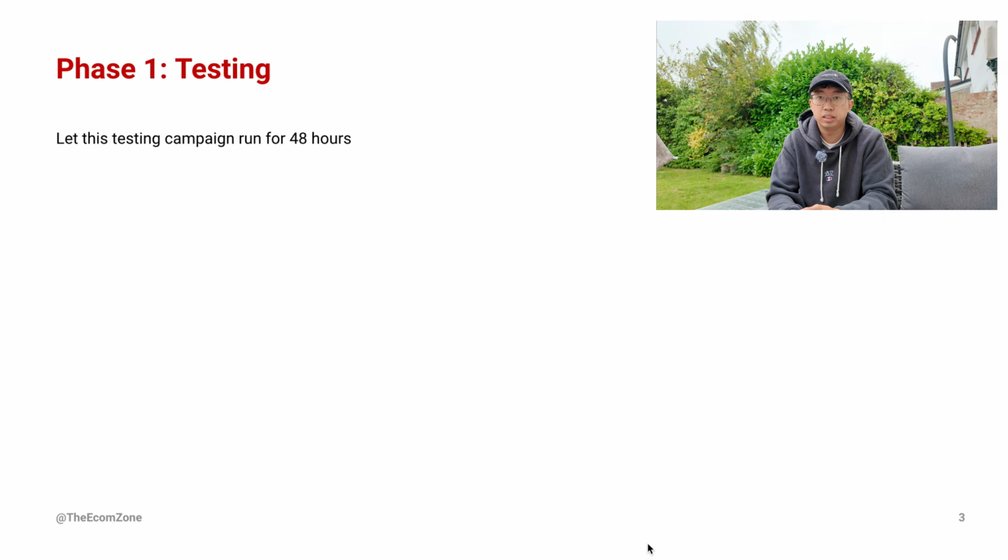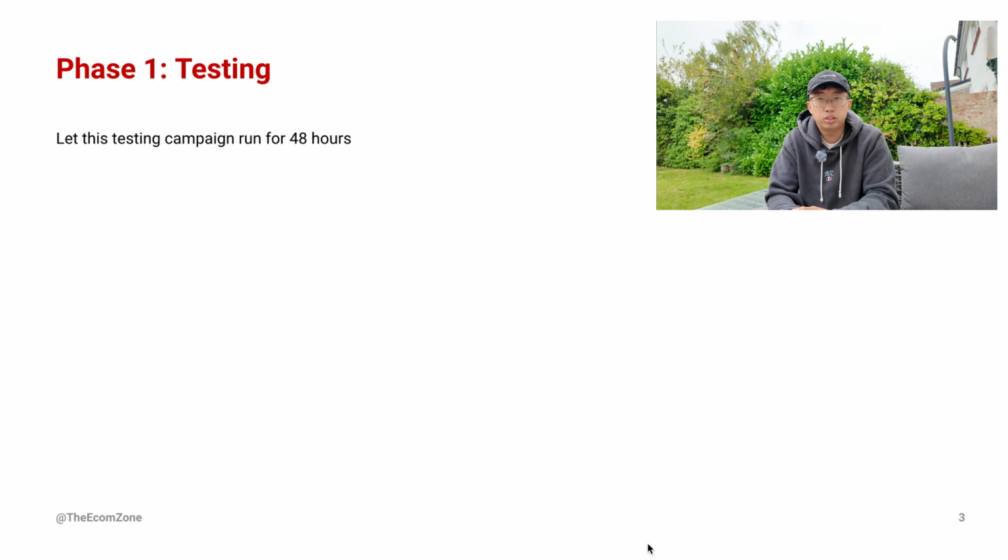And so what I mean by testing creative 1, 2 and 3: you could test 3 completely different videos or 3 completely different images. It's totally up to you. And at this point, you're just testing the waters. So let this testing campaign run for 48 hours. Let's just say each ad set was for $5 and you had 5 ad sets. So that is $25 a day. You run that for 48 hours, that means you spent $50.